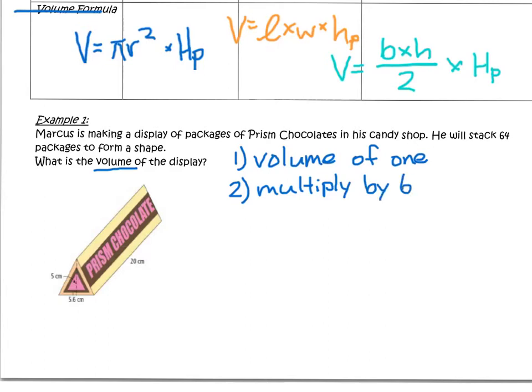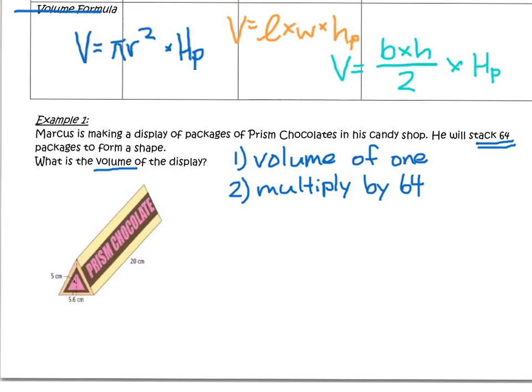And why 64? He's just going to stack 64 of them all together. I couldn't use whatever brand this chocolate is because of copyright laws, so we're just calling it Prism chocolate. He's making a display of that Prism chocolate, and he's going to stack 64 of them. What's the total volume of that entire display?